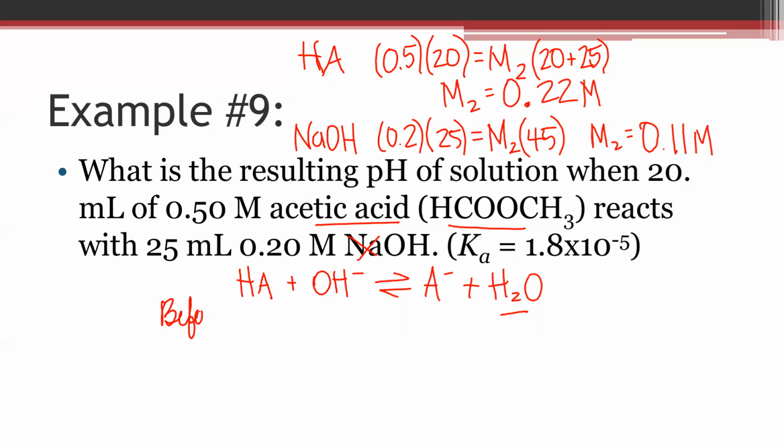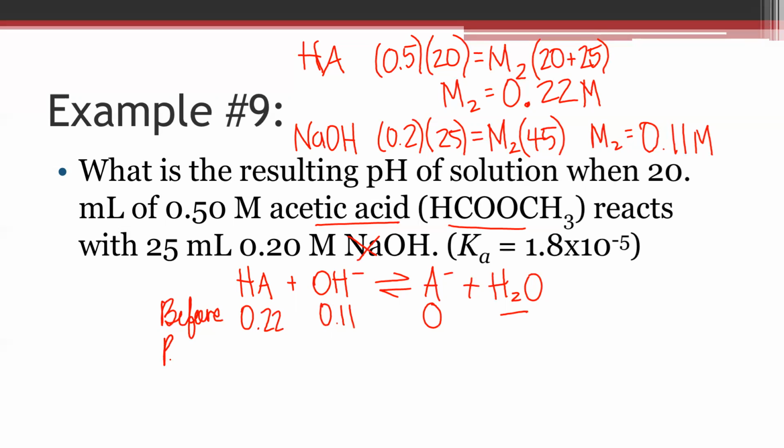Before the reaction takes place, we have our new concentrations where the acid is 0.22 and the hydroxide is 0.11. But this time we have the conjugate base in there. We have the A minus. That is not a liquid, that is not a solid. So we need to account for that with our calculation. So we have to say that we have initially 0 there.